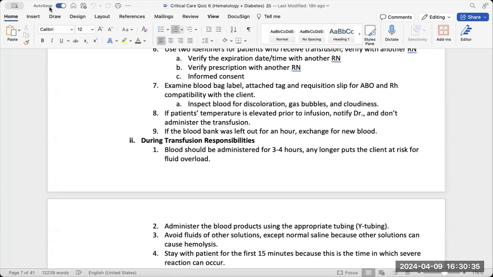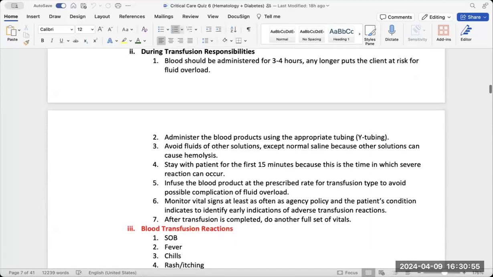How long do we do that? 3 hours. 4. We do not administer it longer than 4. It's going to be within 4 hours, no more than that. It could be 3, it could go faster, but no more than 4. Also, if it goes longer, it puts them at risk for overload.